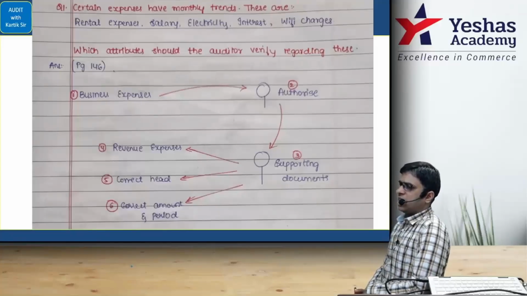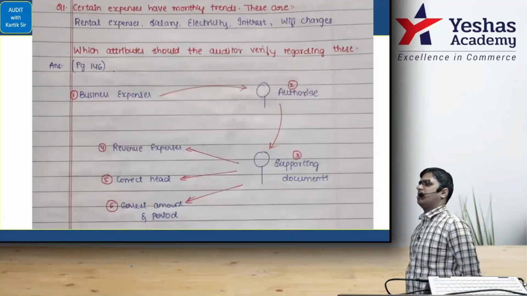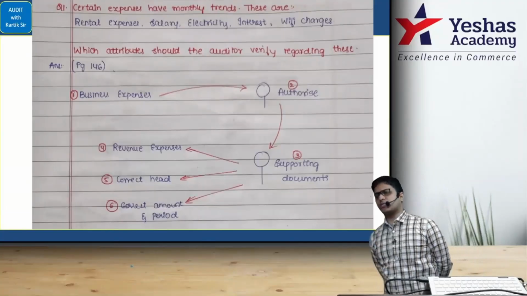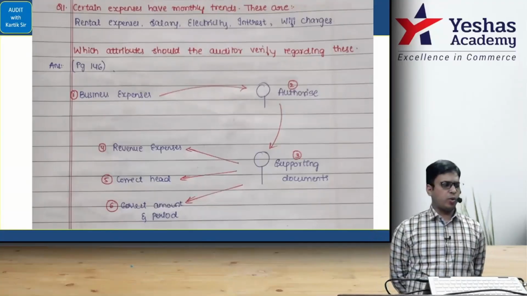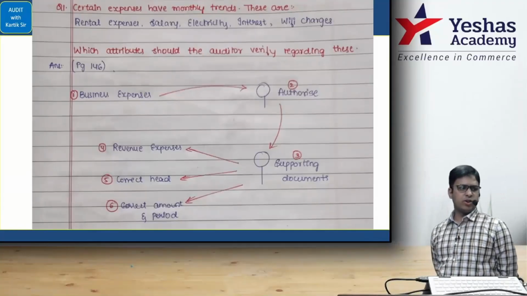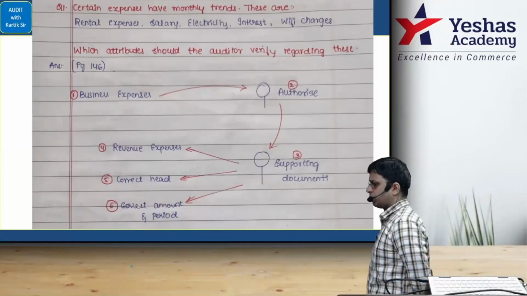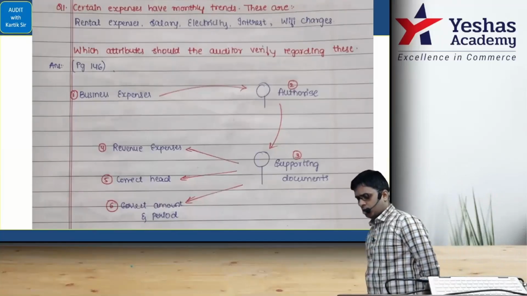Audit of items of financial statements, in bracket, specific questions. We are doing the top 24 questions which I feel may come in the examination. These are the most important questions of this chapter. Do this properly. Let's do it one by one.